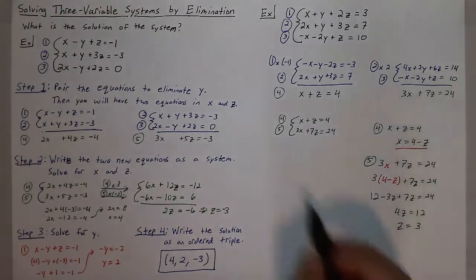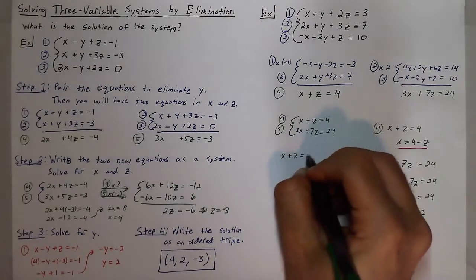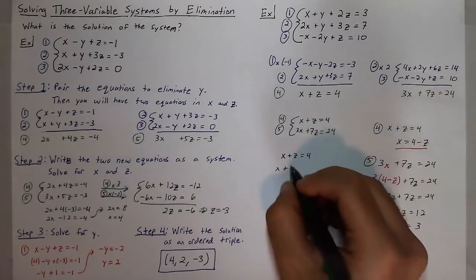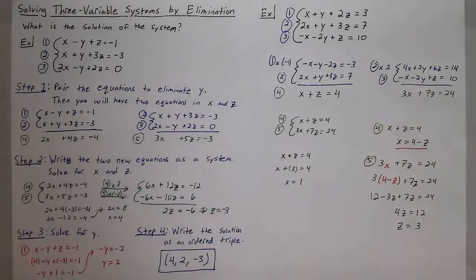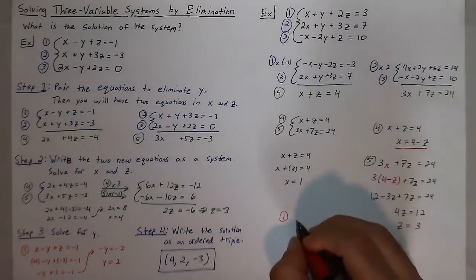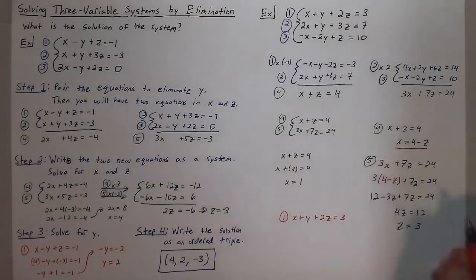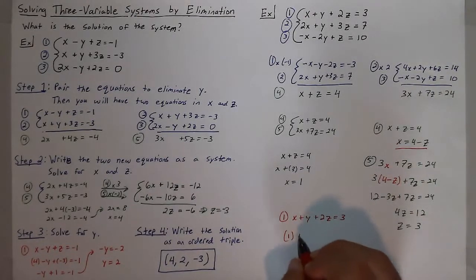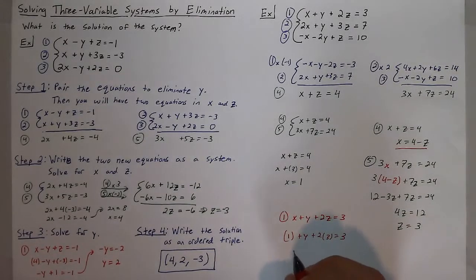And now I can go back and find x. I'll use the first equation. x plus z equals 4, which will now be x plus 3 equals 4, which means x is equal to 1. And now you have x and z. I can substitute that into any one of the original equations. I'll use the first equation, which will be x plus y plus 2z equals 3. Now I'll have 1 plus y plus 2 times 3 is equal to 3. So I have y plus 1 plus 6, which is 7, is equal to 3. y is going to be equal to negative 4.